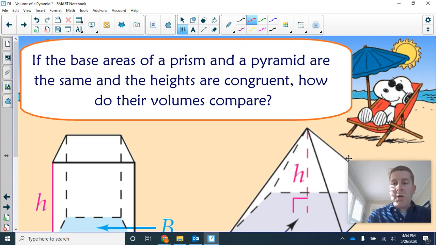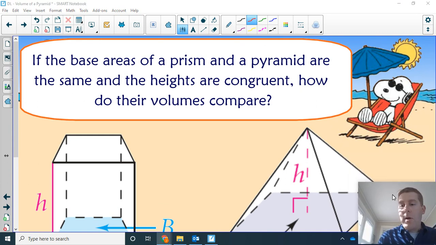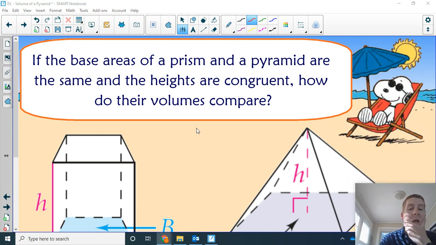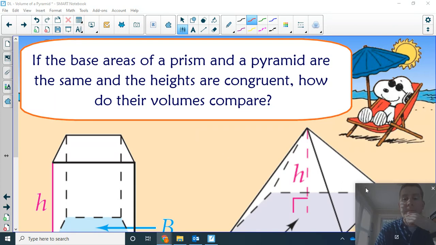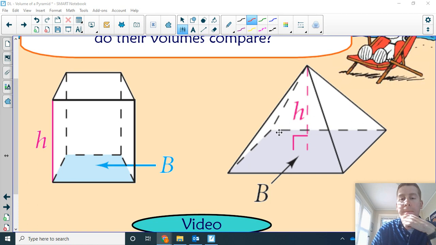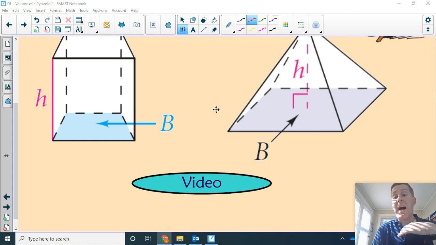Okay. So when it comes to finding the volume of a pyramid, what we're actually going to do is compare a pyramid that has a base that is congruent to a base of a prism. Okay, so let's say these two, they both have congruent bases, and they have the exact same height. There's a video I want you guys to watch that will compare those two volumes for you.